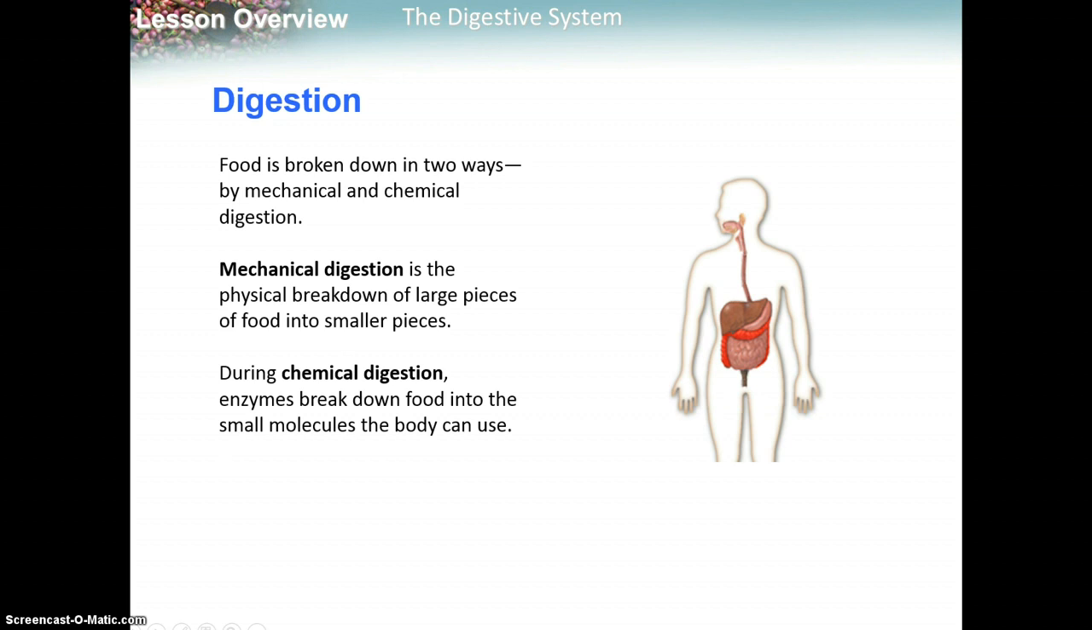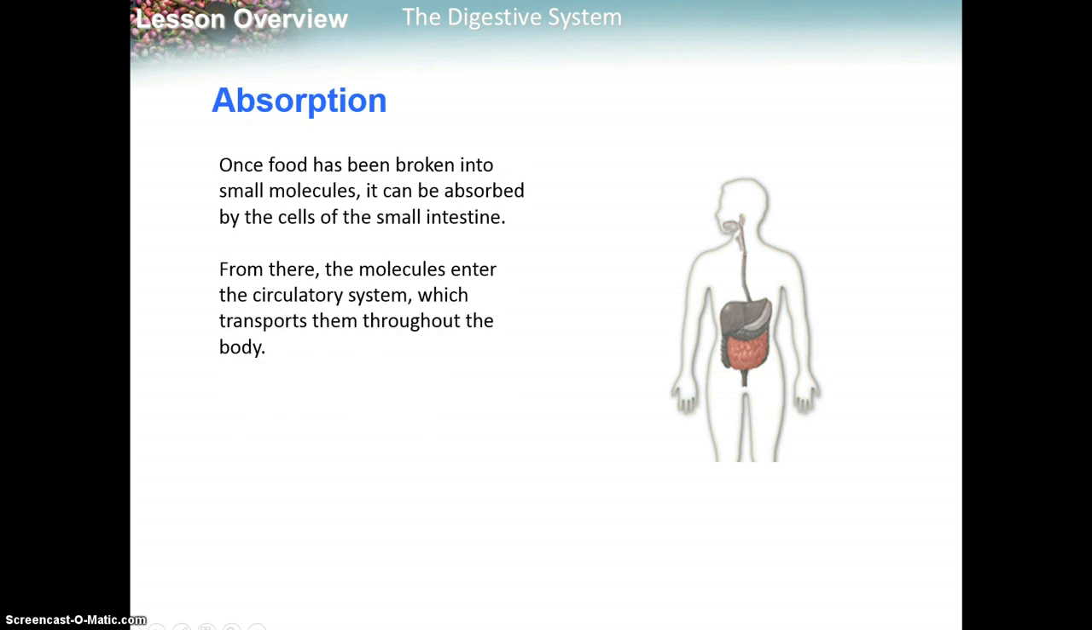Chemical digestion is an actual chemical reaction where you have enzymes that help break down food chemically. A chemical reaction is where you're permanently changing the substance. For example, hydrochloric acid is used to break down food within your stomach. That's a form of chemical digestion.